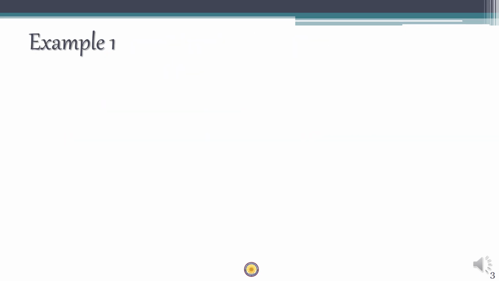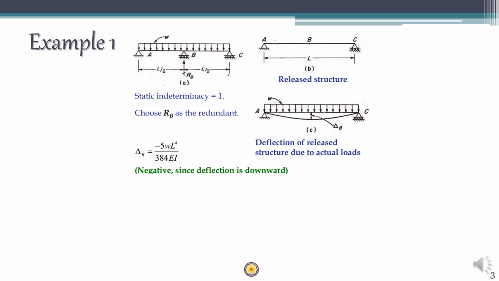Okay, so see this problem. So we have a continuous span ABC supporting a uniform loading W throughout, and each span AB and BC is of length L by 2. Support A is a hinge support, support B is a roller support, and support C is a roller support, which means that there are two reactions here, one reaction here and one reaction here, which means there are a total of 4 unknown reactions and 3 available equations, which means the static indeterminacy is going to be 4 minus 3, which is 1. This means that one of the reactions is redundant.